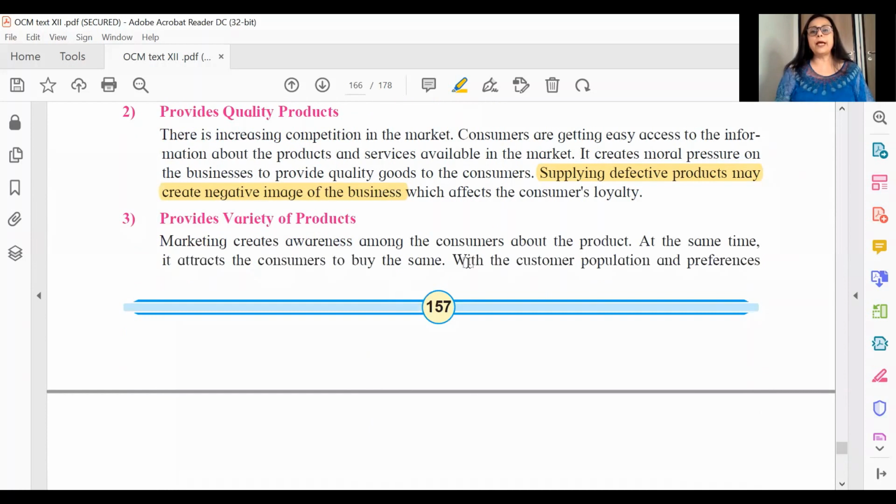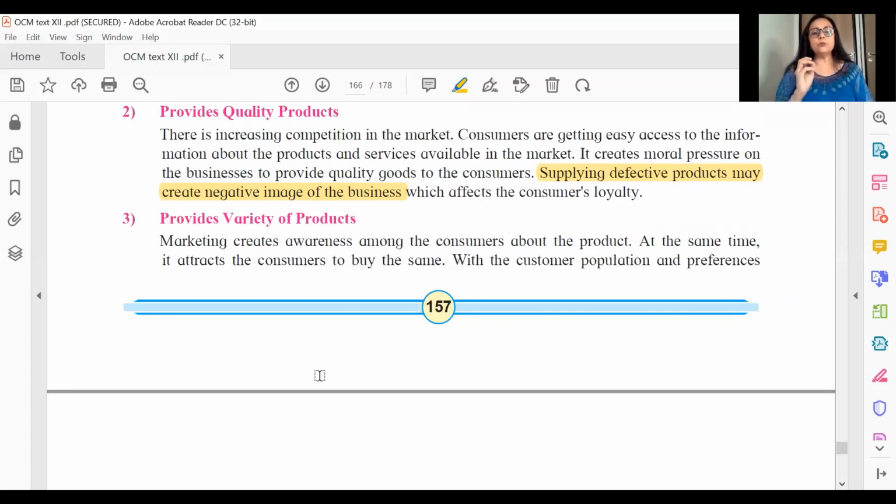Similarly, you see supplying defective. If you are talking about how marketing helps consumers, marketing helps because when there is so much of advertising, so much of publicity, so much of competition happening, all the businessmen are worried that any defective product will give a negative image to the company. And so they're trying their best.